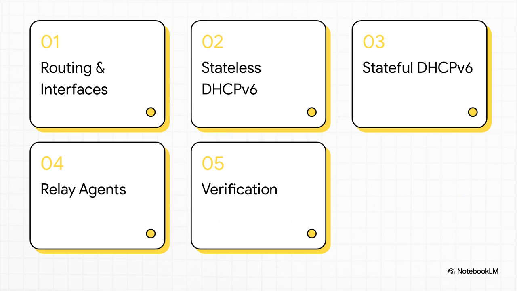Here is our roadmap for today. 1. IPv6 routing and interfaces. 2. Configuring stateless DHCPv6. 3. Configuring stateful DHCPv6. 4. DHCPv6 relay agents, and 5. Verification and troubleshooting. Let's get right into it.